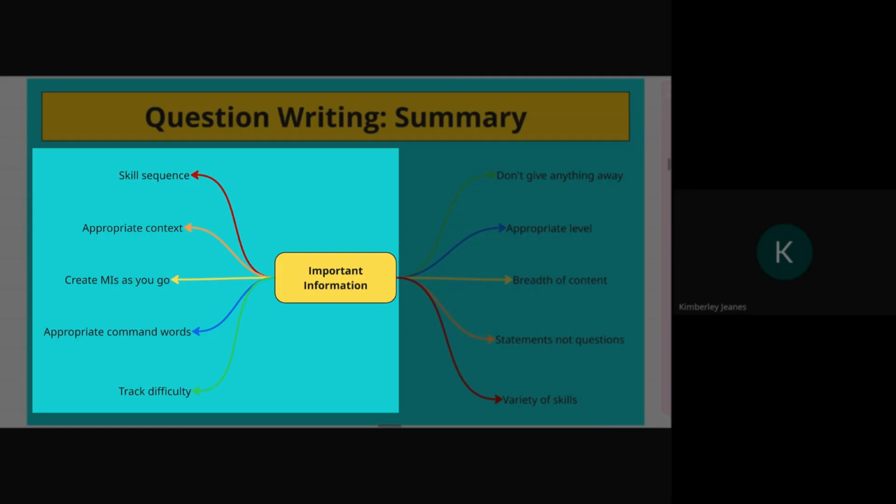For example, if you're talking about a pack of cards, you'd need to say that there's 52 cards in a pack of cards and not assume that pupils have that knowledge. It's really important to create the marking instructions as you go along. Mark allocation is so important as it influences the level of detail that you're expecting in response from the pupils. So we encourage you to write the marking scheme as you go along, and you can always add to it.